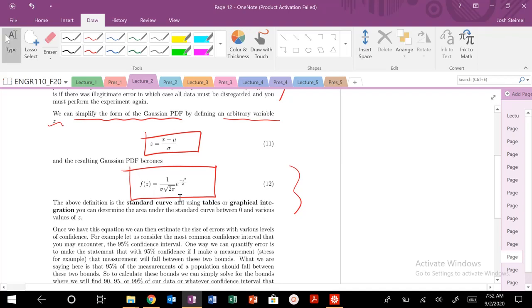So we'll get to that a little bit later, but it's just some arbitrary variable z. Again, we still have all of our different parameters written there, so no worries on that end.